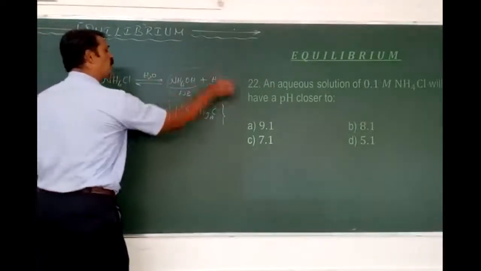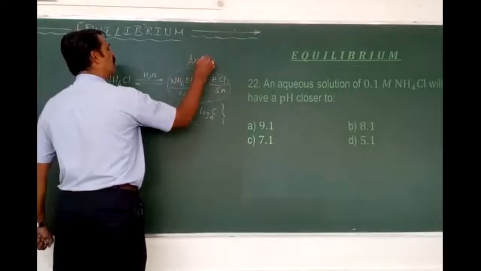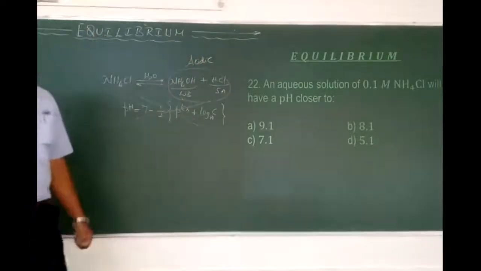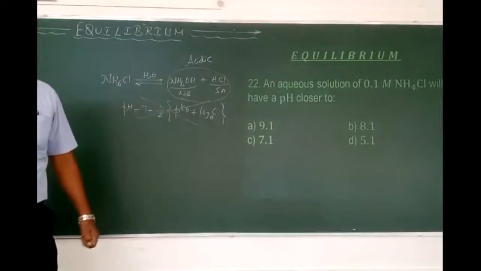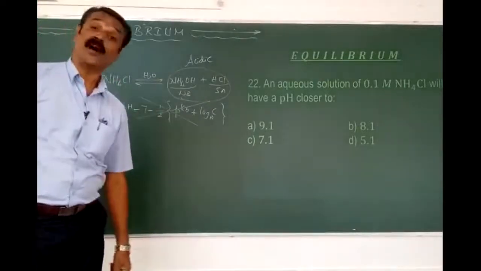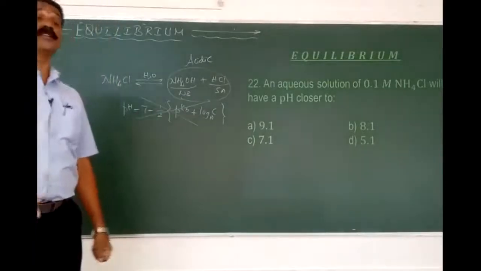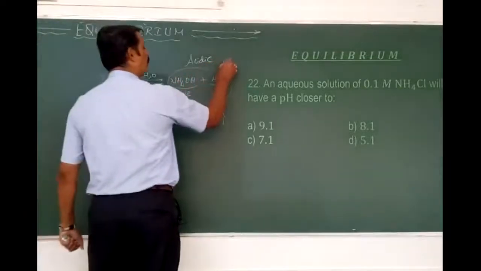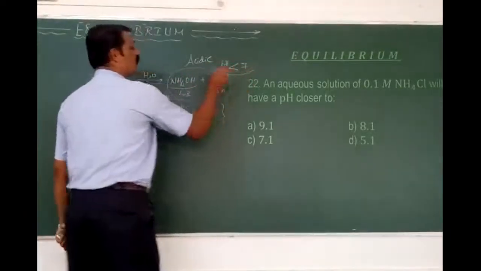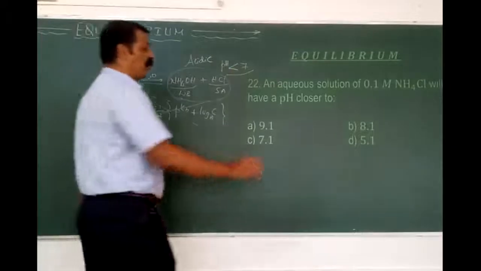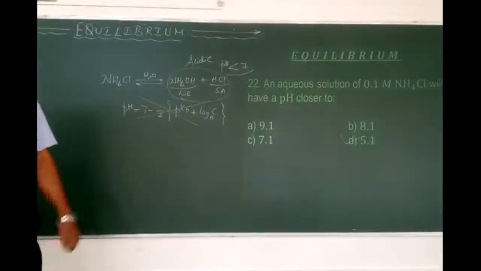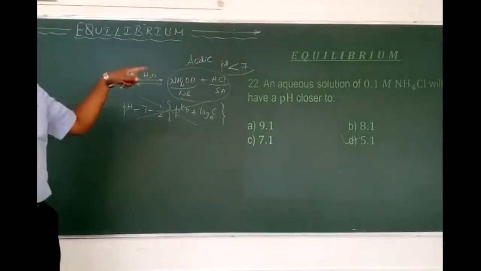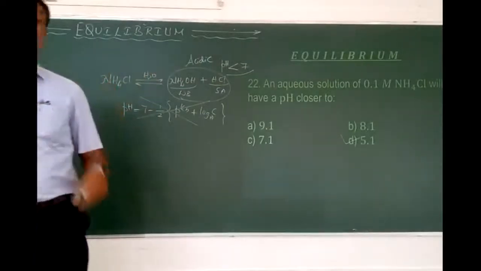But overall, we will decide what the nature of the solution is going to be. It is acidic in nature, because it is a combination of a weak base and a strong acid, which means it has more acidic strength. If the acidic strength is higher, the pH value is less than 7. So according to that, the answer is 5.1.